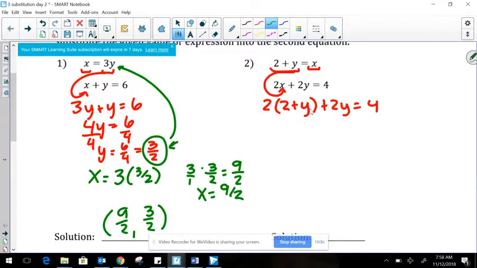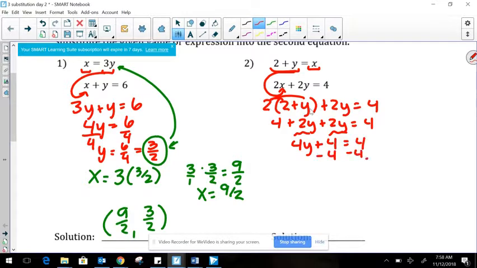Okay, so now I'm going to get rid of it. I'm going to distribute. So 2 times 2 is 4. 2 times y, 2y. Okay, and then combine like terms. So I'm going to add my y. So 2 plus 2 is 4y. I still have that 4. Okay, and then I'm just going to solve this. So I have 4y equals 0.